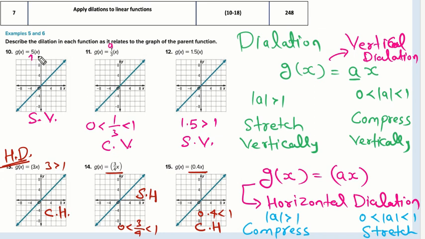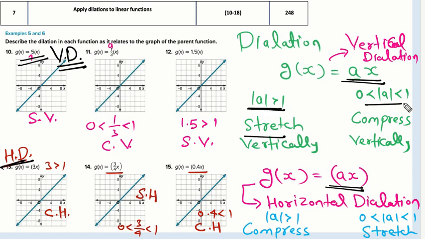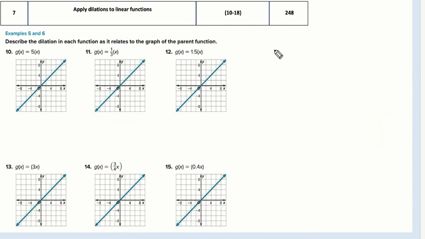If you have this without the parenthesis, it is vertical dilation. If you have it with the parenthesis, it's horizontal dilation. More than 1, stretch. Between 0 and 1, compress. Horizontal is opposite: more than 1 compress, between 0 and 1 stretch. That's it. Now one more concept, let's discuss that one also.